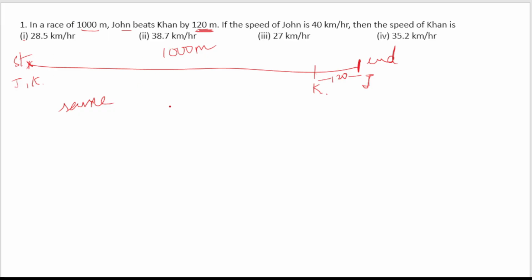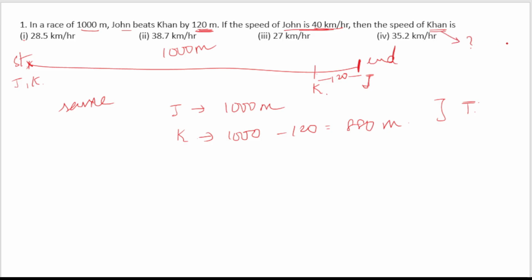So John covered 1000 meters. But Khan covered how many meters? It is 1000 minus 120. Khan covered 880 meters in the same time. Time is the same. And the speed of John is 40 kilometers per hour, and the speed of Khan is what? We have to find the speed of Khan.